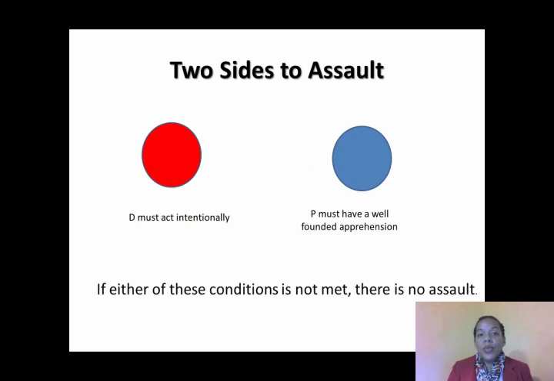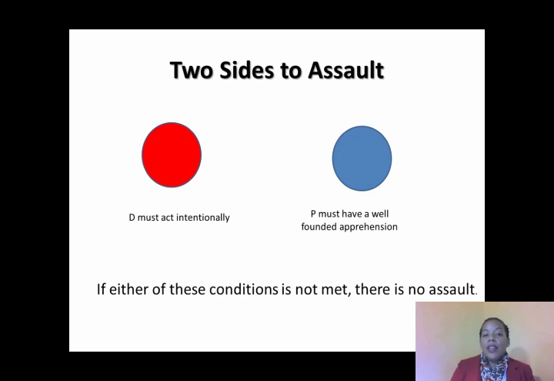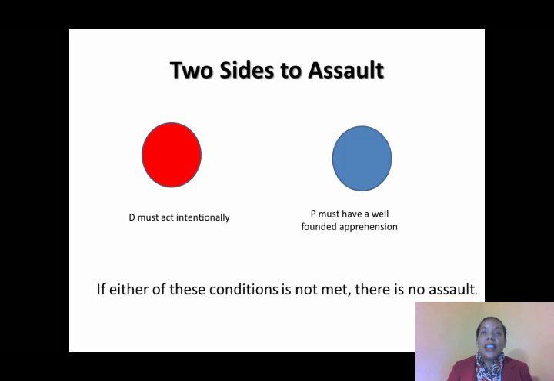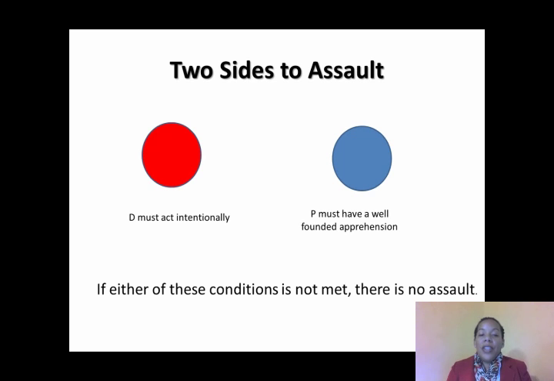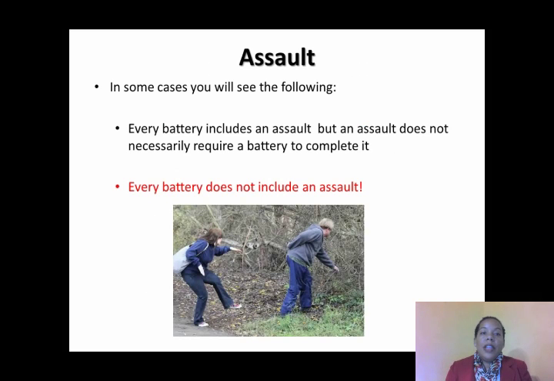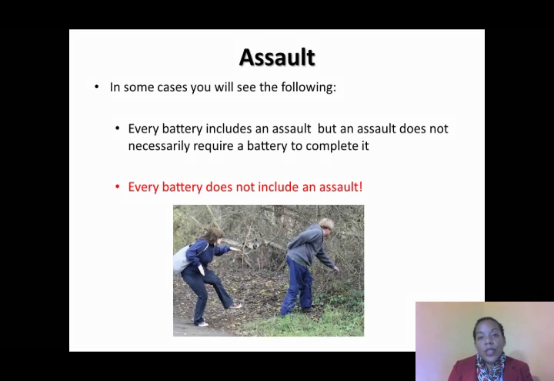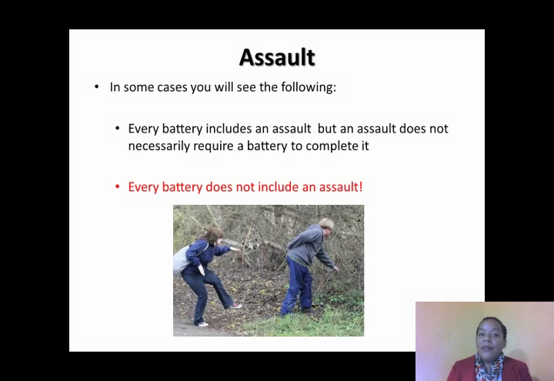Now, remember there are two sides to an assault. We saw this in the previous slide, but remember, the defendant or potential defendant acted intentionally, and the plaintiff or potential plaintiff must have had a well-founded apprehension. The plaintiff is in apprehension of the contact, and the defendant intentionally acts to cause apprehension of the harmful or offensive contact. If either of these conditions is not met, there is no assault. In some cases, you'll see the following language: every battery includes an assault, but every assault does not necessarily require a battery to complete it. Now, this is not true. Every battery does not include an assault.